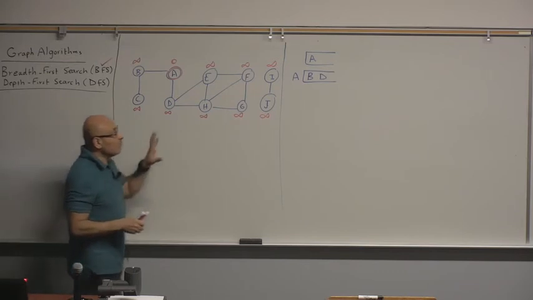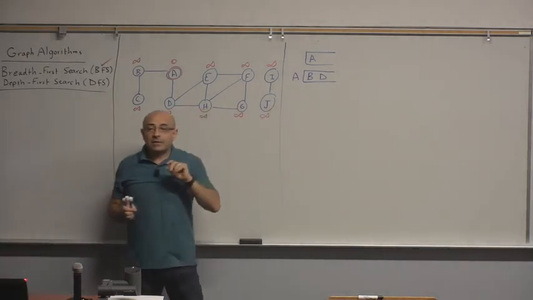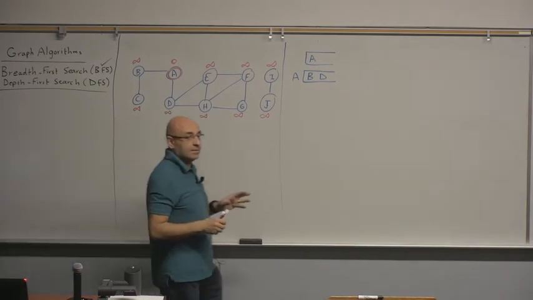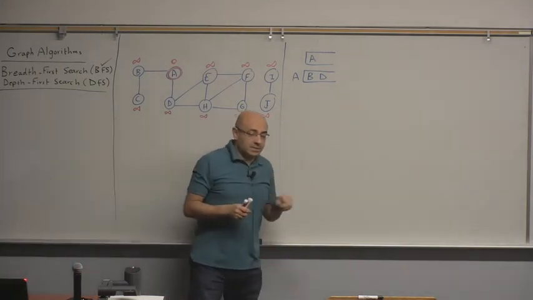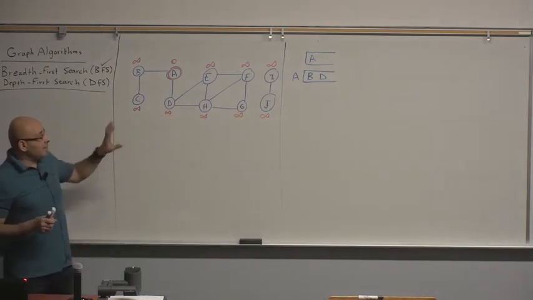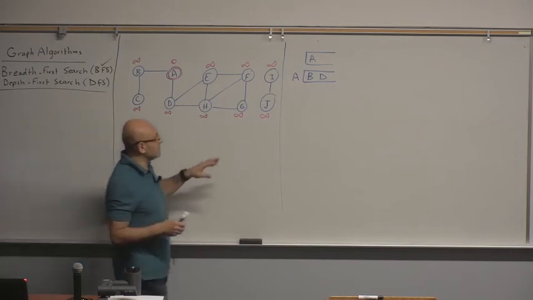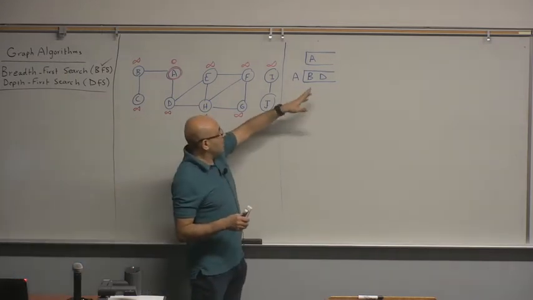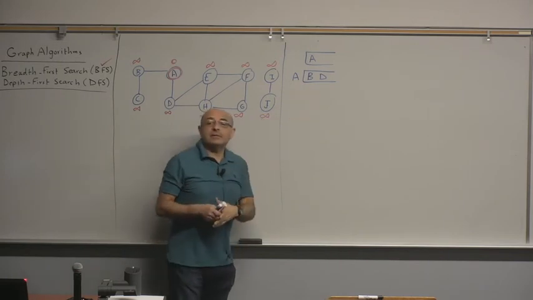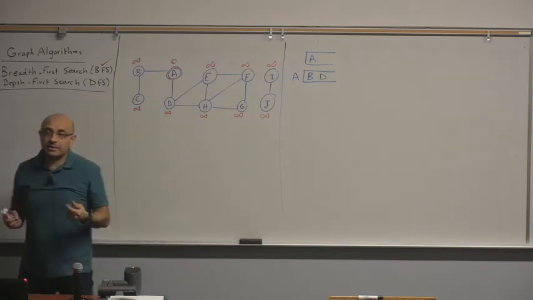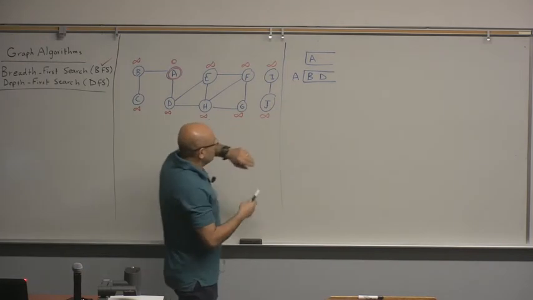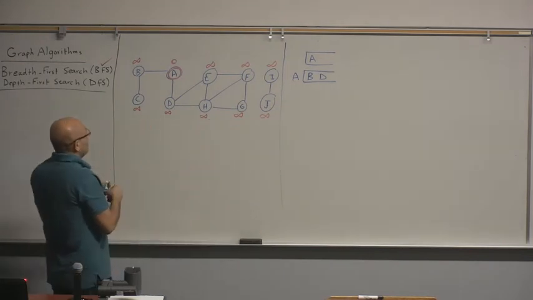Different orders are going to give you different traversals, but all traversals are going to give you the same distances. When we are done with this, in a few minutes, we will see that by enqueuing in a different order, we will get a different traversal, but the different traversal will still give us the same distances. Okay, so now we put B and D.